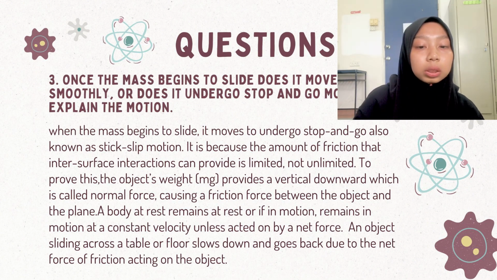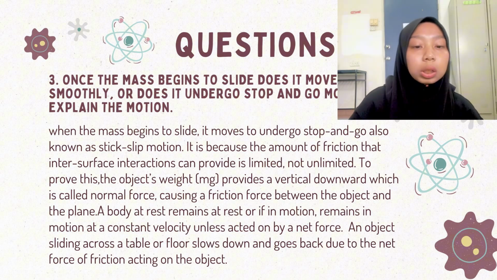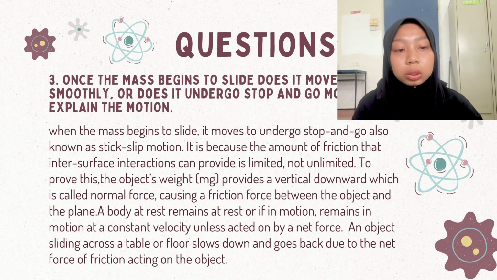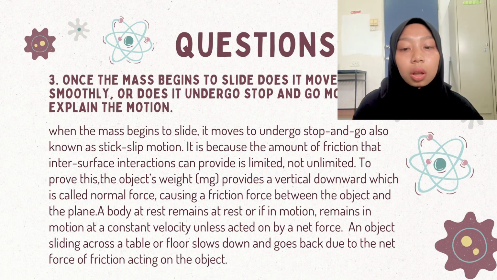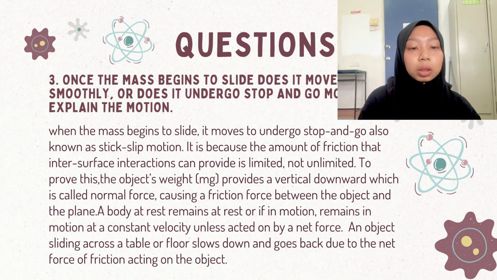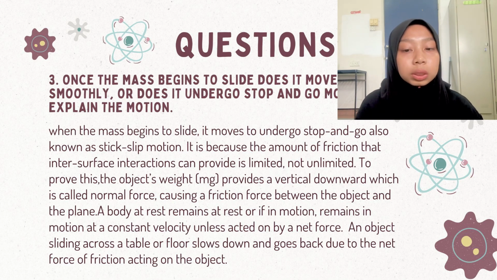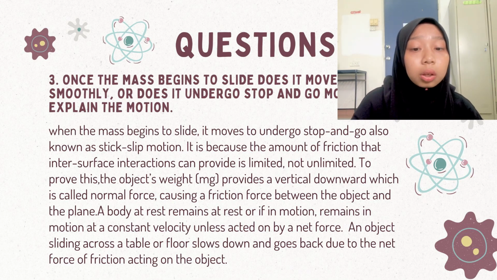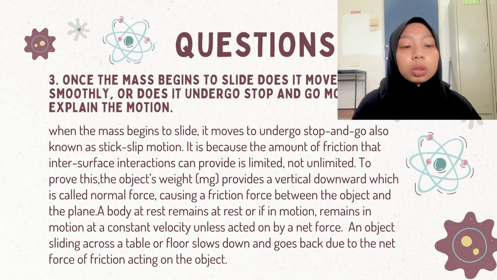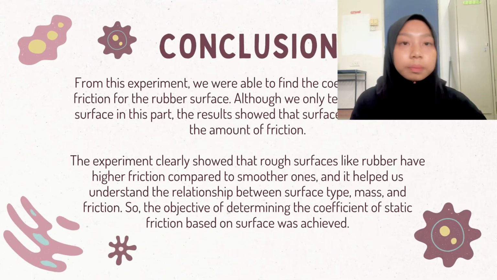A body at rest remains at rest, or if in motion, remains in motion at a constant velocity unless acted on by a net force. An object sliding across a table or floor slows down and goes back to rest due to the net force of friction acting on the object.